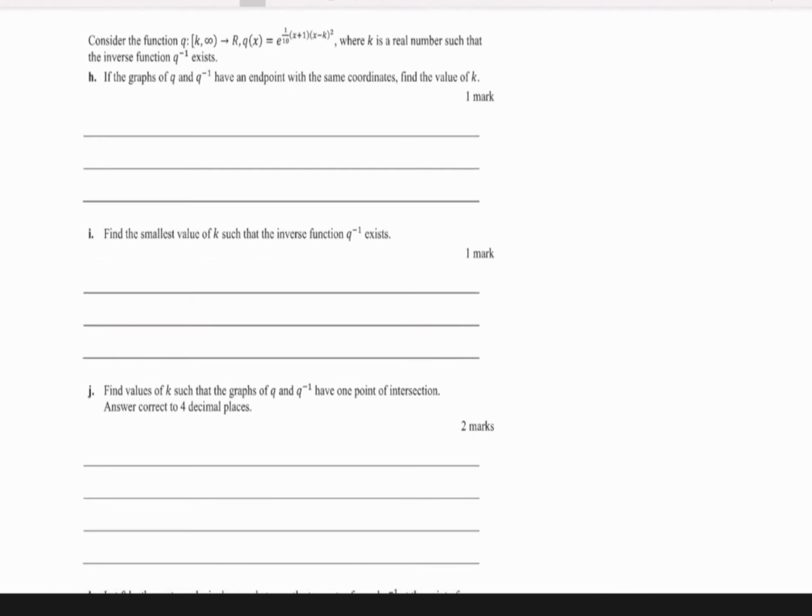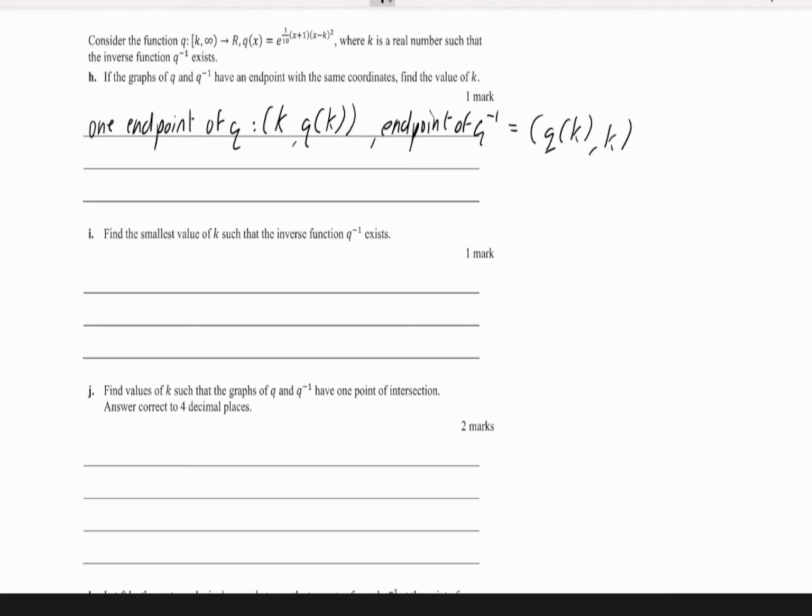Part H, they give you one endpoint already, and that's K. So one endpoint of Q is going to be K comma Q of K, and naturally the endpoint of Q inverse is going to be Q of K comma K. So to find K, you would just equate Q of K to K, and you get K equals 1. All right.